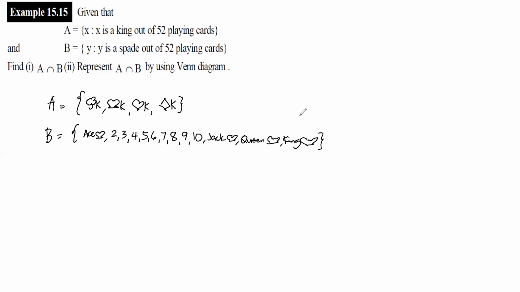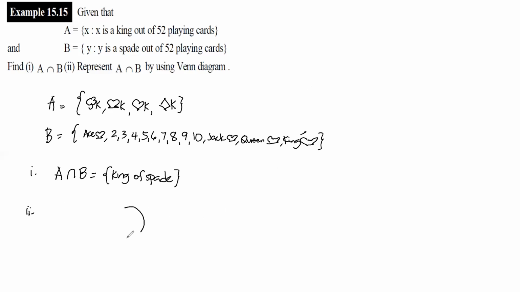And then let's find A intersection B. A intersection B. So all we have is the king of spades. Right? We have the king of spades. Okay, I'm going to write na lang king of spades. That is the intersection. And represent using Venn diagram.